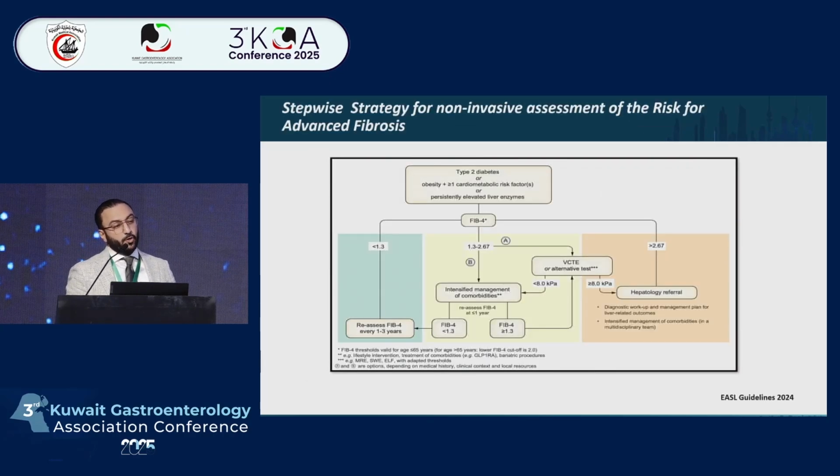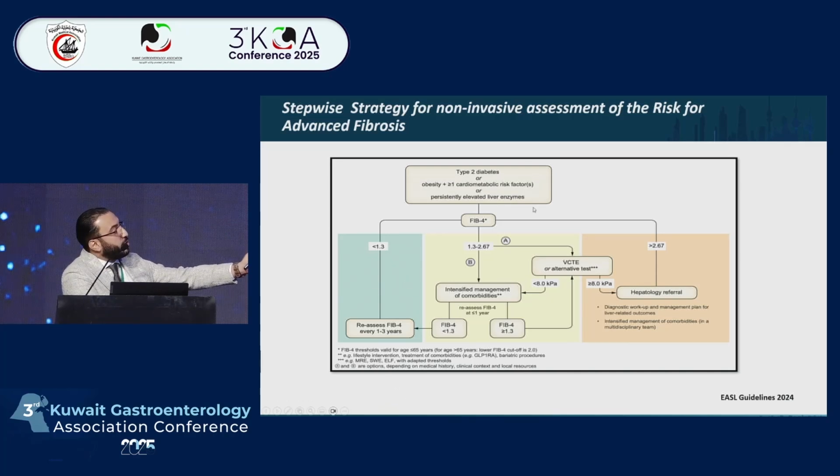This is the algorithm that has been recommended by the international guideline in 2024, as well as the ACE guideline, the American Association of Clinical Endocrinology. They also recommend the same algorithm. So basically, if you go through the algorithm, if you have a patient who has type 2 diabetes or obesity and at least one cardiometabolic risk factor, or persistently elevated liver enzymes, you should do your FIB-4 score. If the FIB-4 score is below 1.3, then reassess your patient after 1 to 3 years.